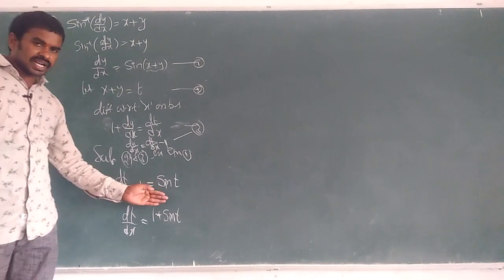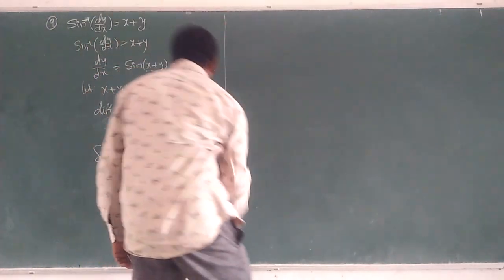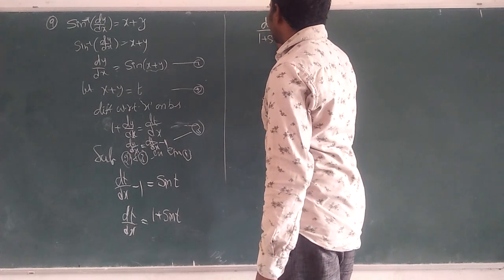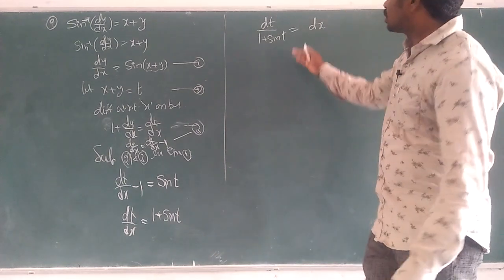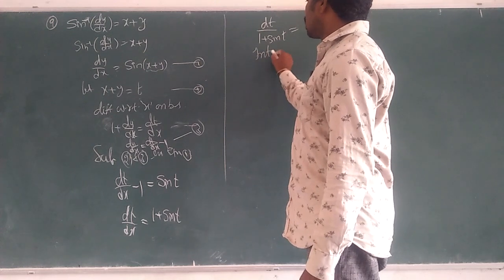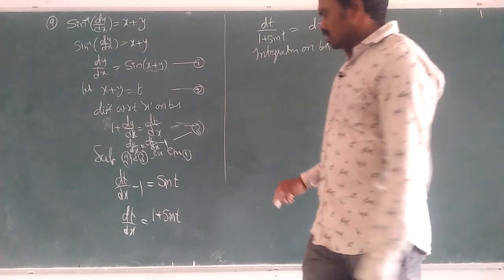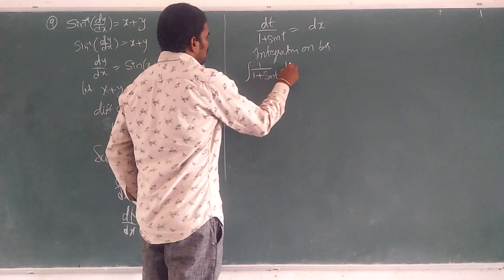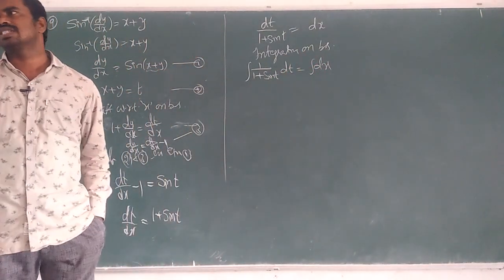So now separate, 1 plus sin t dt on the left side, and dx on the right side. So we can get dt by 1 plus sin t is equal to dx. Okay. Now the variables are separated. So after separating variables, immediately integrate on both sides. Integration of 1 by 1 plus sin t dt is equal to integration of dx.